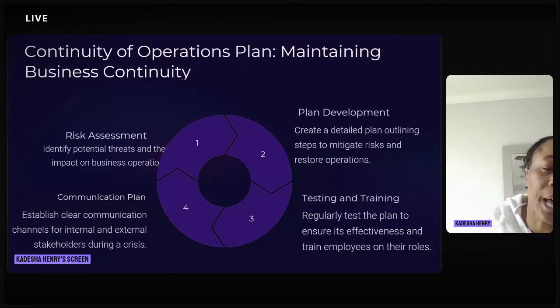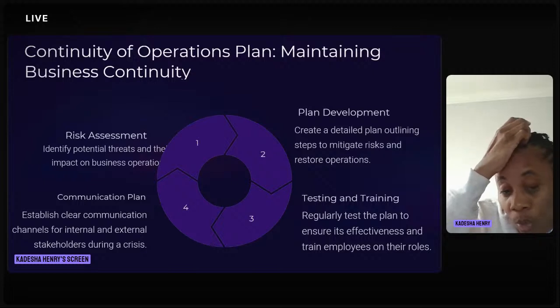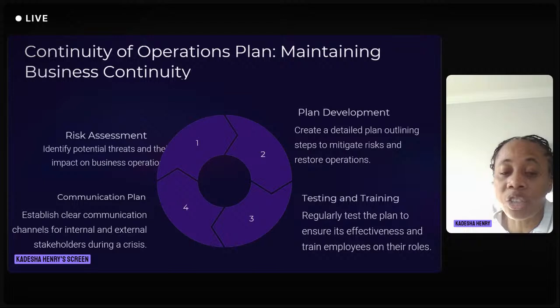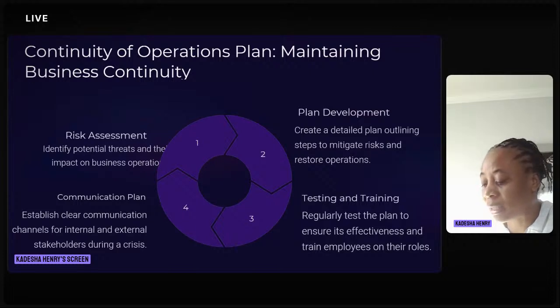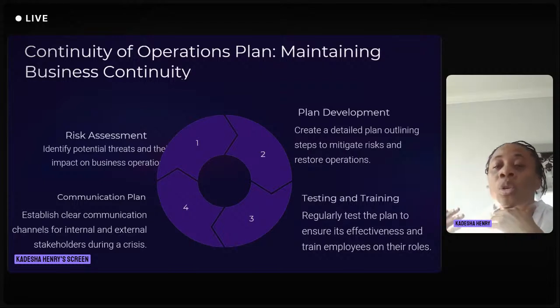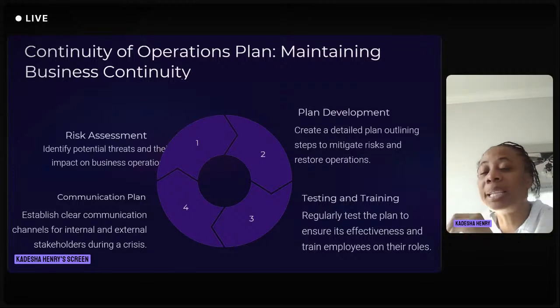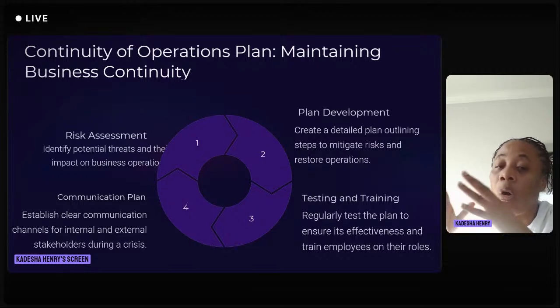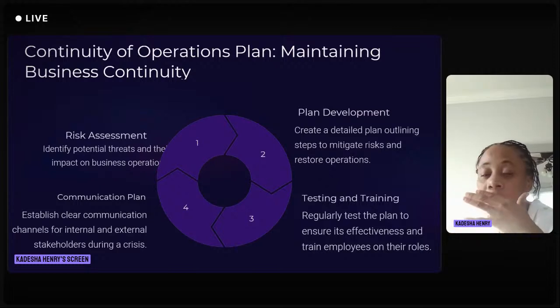And after we do that, then we're going to communicate the plan. We're going to establish a clear communication channel for internal and external stakeholders during a crisis. Because in the business continuity section, you have to tell who you communicate with should there be a disaster. Who do you call? Who do you tell? What do you do? What are the plans that are in place? All of that took place while the planning was going on; all of that was a part of the planning.